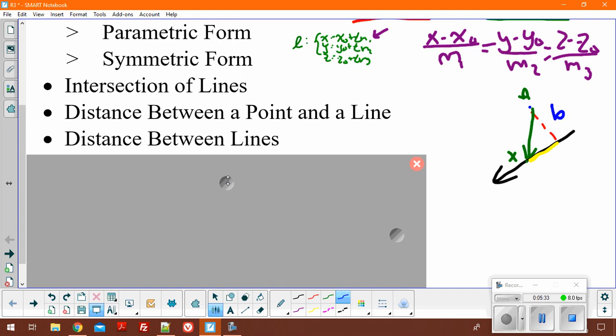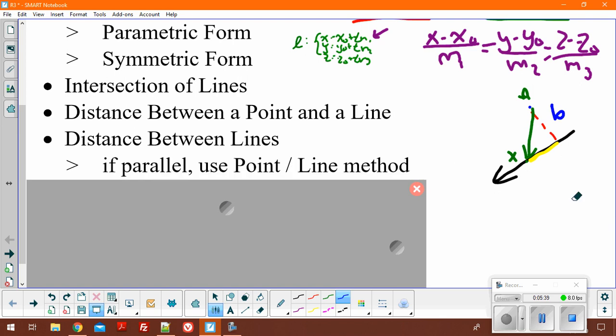Okay, you need to find the distance between two lines. Here there are some cases. If you know the lines are parallel, then you use the point-line method that we just discussed, because the only difference is that I have a line here instead of just a point, but I would do the same thing. Find a point on this line, run it to a point on this line, project it, Pythagorean theorem.